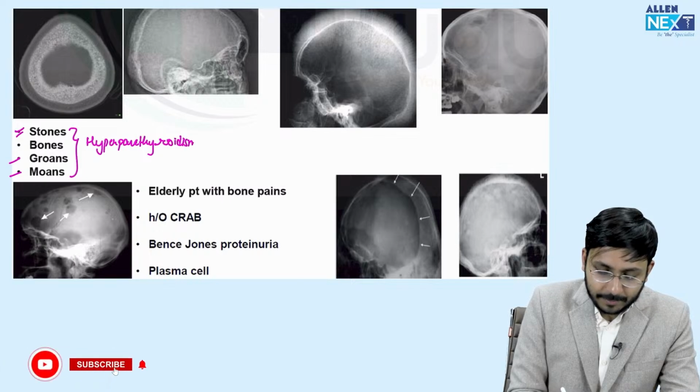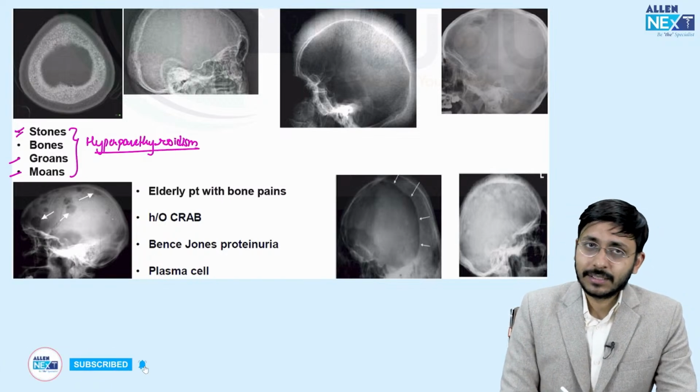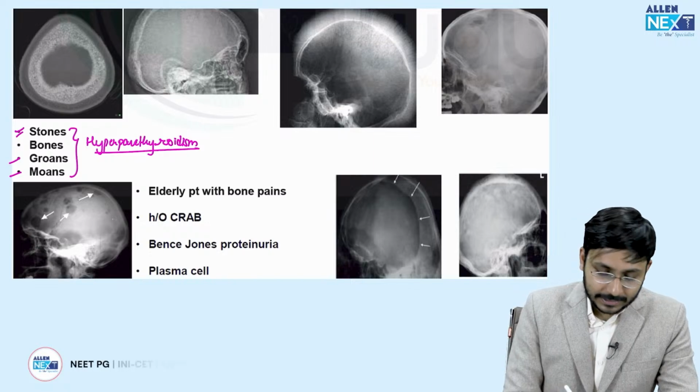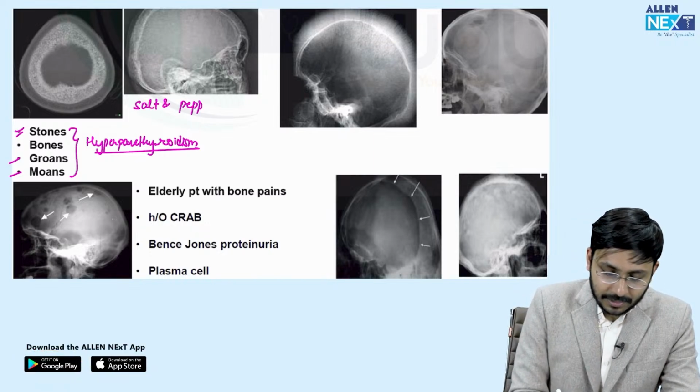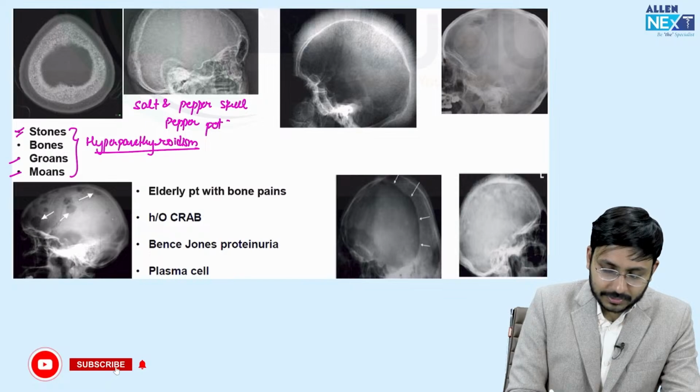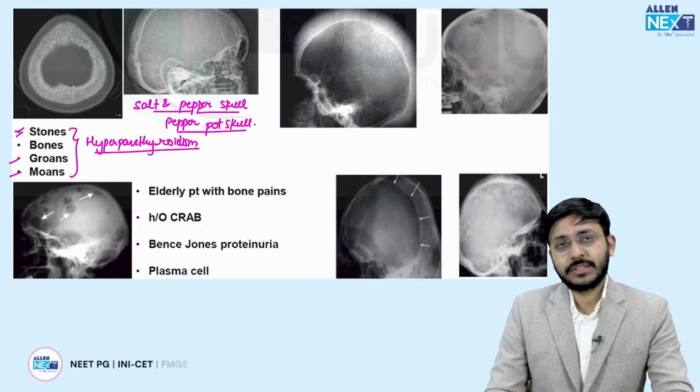And what is the appearance of skull that is seen in hyperparathyroidism? We call it salt and pepper skull, also known as pepper pot skull.